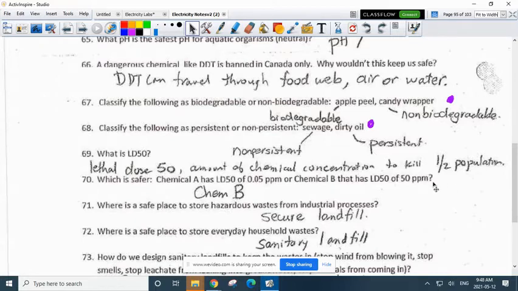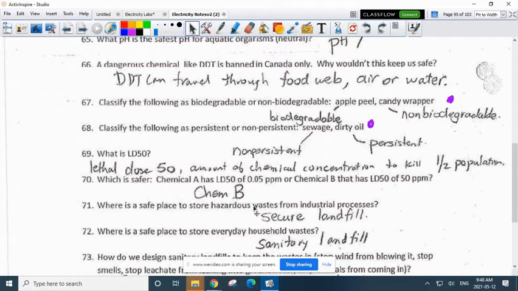Number 70, which is safer? Chemical A has an LD50 of 0.05. Chemical B has an LD50 of 50. The safest one is one where it takes a larger amount of chemical to kill half. This one is really dangerous because at 0.05 ppm, it will kill half the population. So this is definitely the safer one, chemical B.